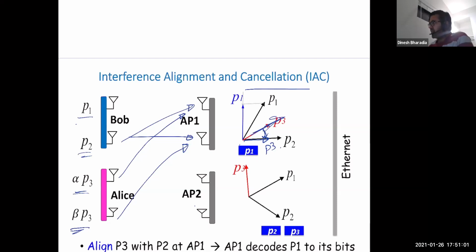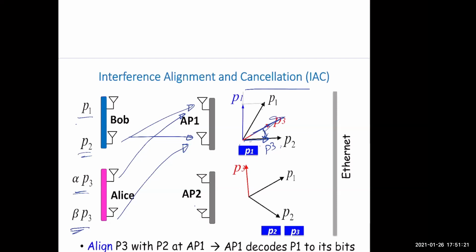Now you decode P1 first. Everyone clear on how to decode P1? It's two bases, two equations, two variables. And if P3 and P2 are aligned, you can just decode P1. Is this clear until this point? Yahweh? Yes. Andrew?